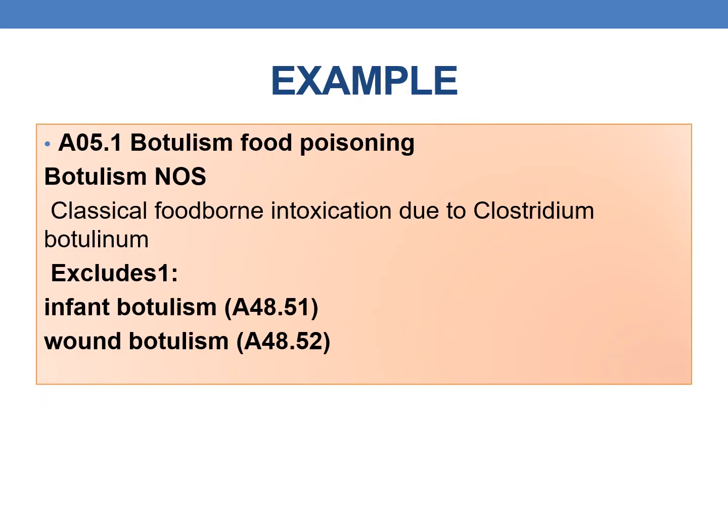Examples. Under category A05.1, which is nothing but botulism food poisoning, here you can find an excludes 1 note: infant botulism and wound botulism. In these two cases, you should not use A05.1. In other words, A05.1 should not be coded along with infant botulism or wound botulism.